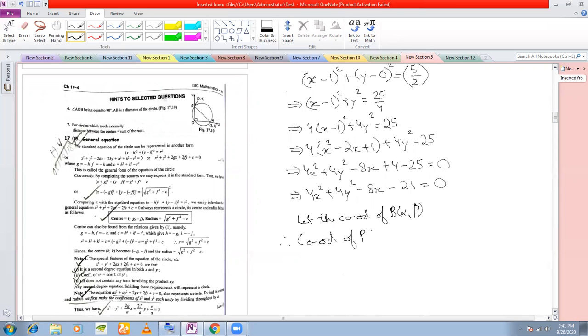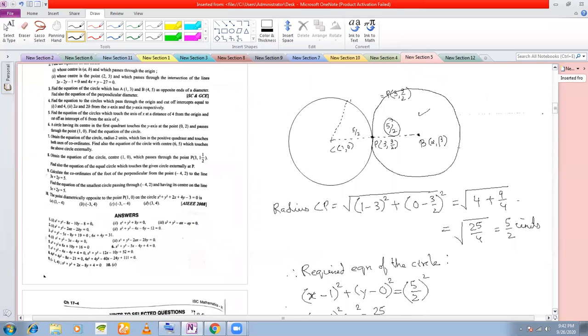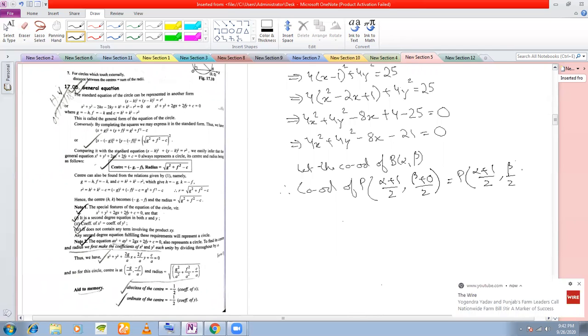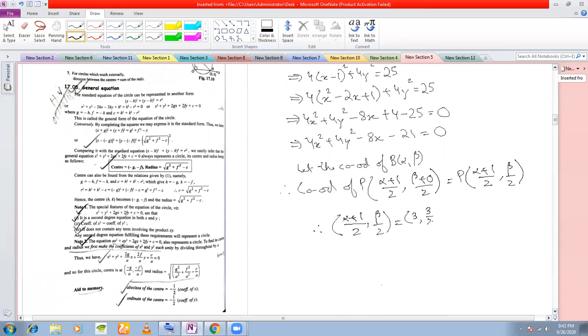P is the midpoint. What should be the coordinates of P? The coordinates of P should be alpha plus 1 by 2 and beta plus 0 by 2, that is beta by 2. And the coordinate of P is given to be 3 comma 3 by 2.